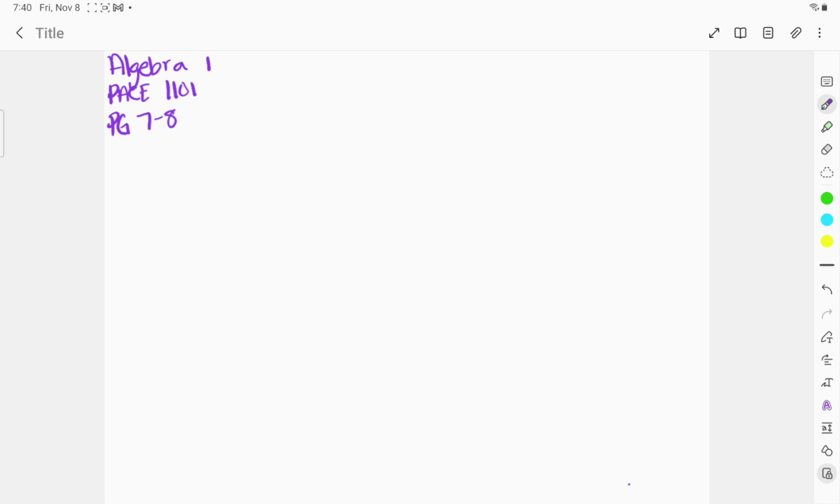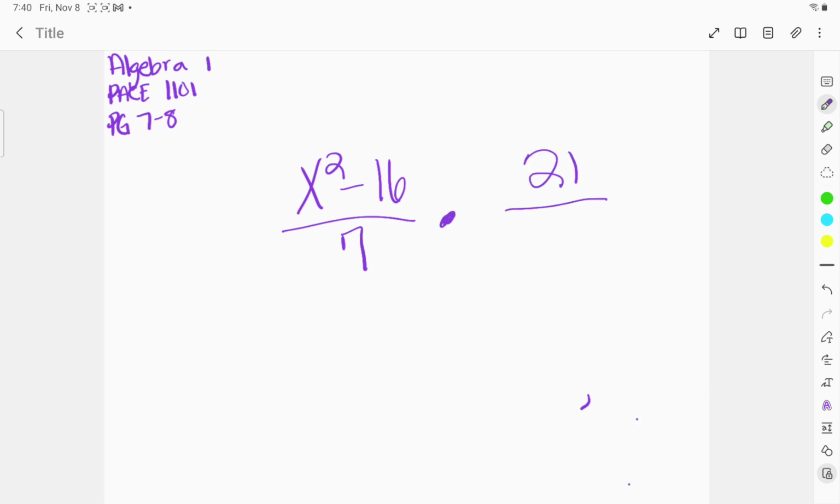All right, so I'm going to do x squared minus 16 over 7, and I'm going to multiply that by 21 over x squared plus x minus 21. So we're going to factor this one first. x squared minus 16, you immediately notice that both of those, x squared and 16, are perfect squares. So you're going to take the square root of each.